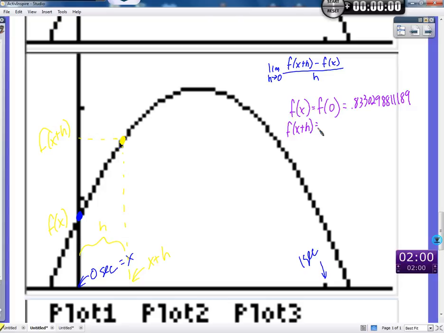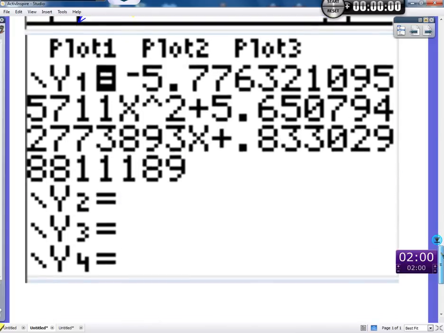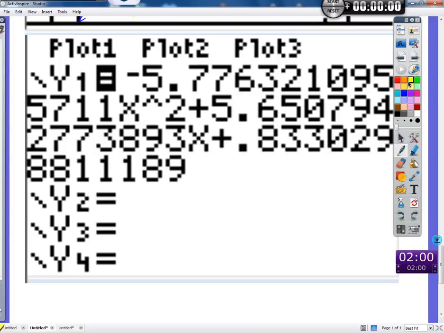We're going to add h to the x. Like 0 plus h, squared. So here we're going to do 0 plus h because our x is 0. 0 plus h is going to get squared, and 0 plus h is going to get multiplied by that number right there. So we'll have this number times h squared, plus 5 point whatever times h, plus that thing there.